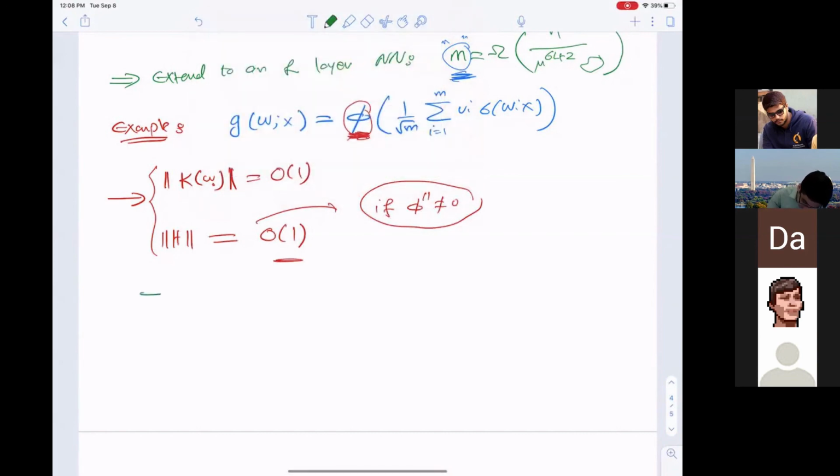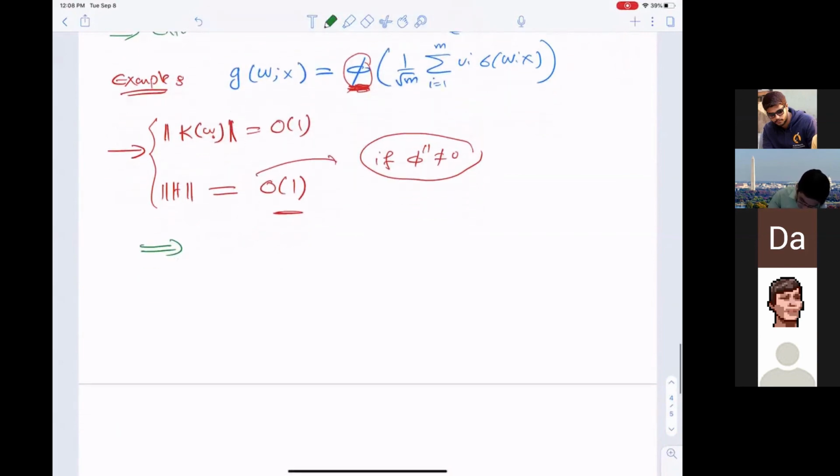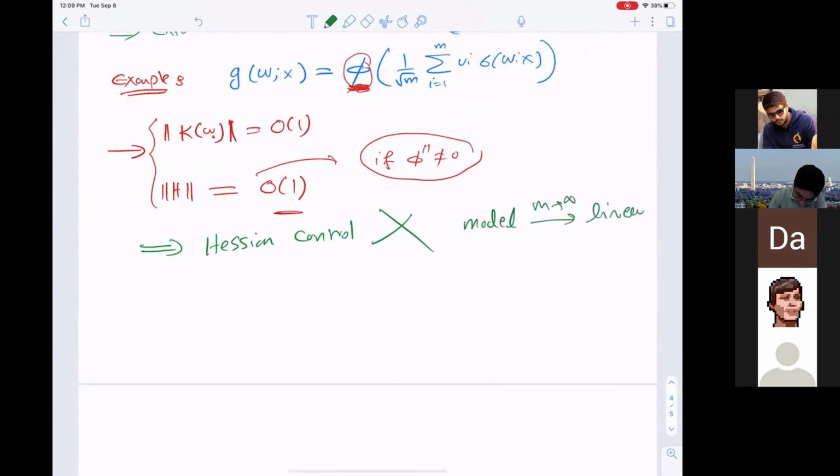So this means I cannot use the Hessian control. The Hessian control fails, so my model is not going to be linear. My model in the limit as m goes to infinity is not going to approach a linear model, so I cannot use linearization arguments in order to talk about the convergence of my gradient descent.